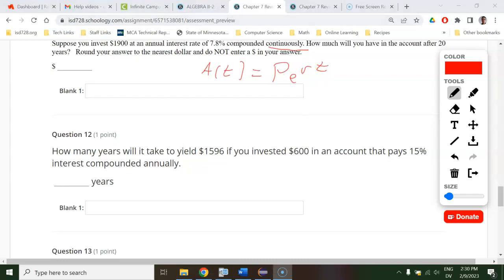I'm not sure what you see on your screen, but anyway, we want to know the amount after 20 years compounded continuously. So P is the initial amount, which is 1900. Remember, e is just that decimal, about 2.7. The rate, that's probably the trickiest part.